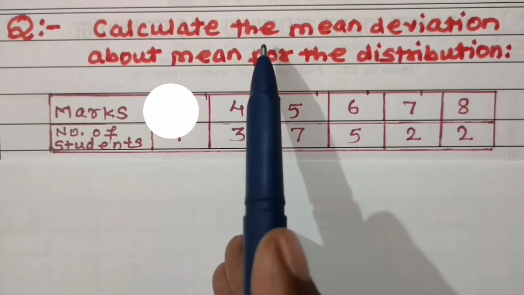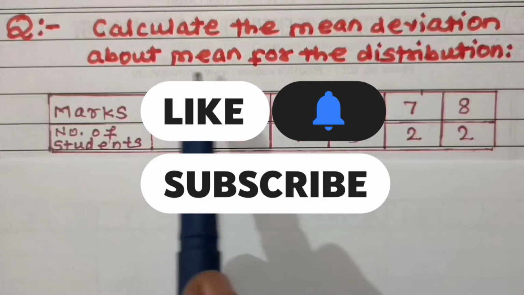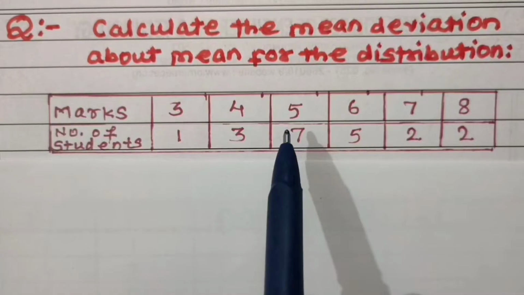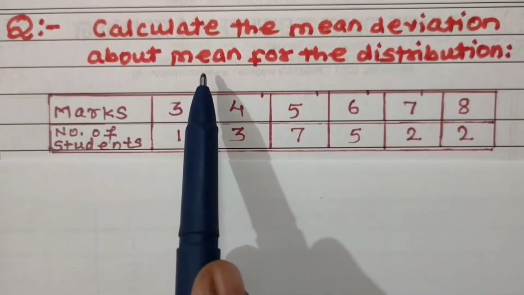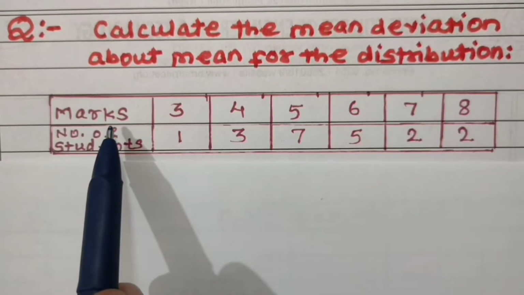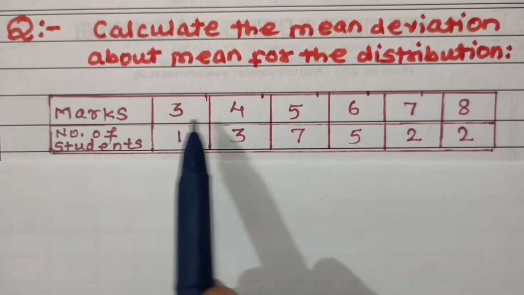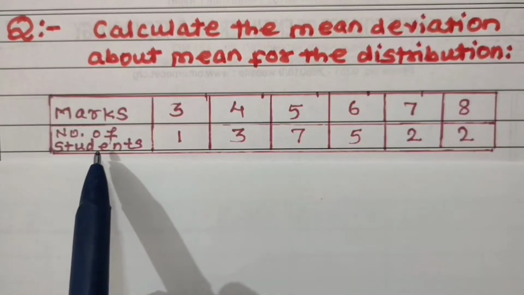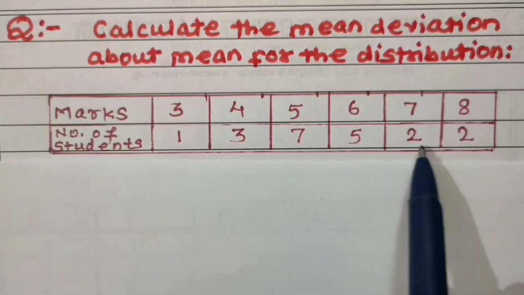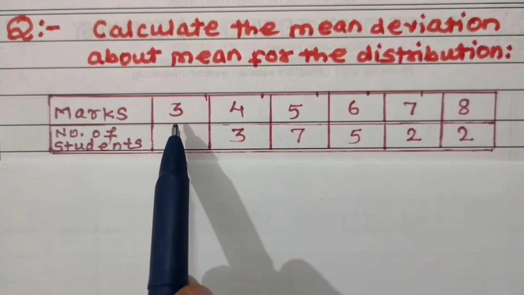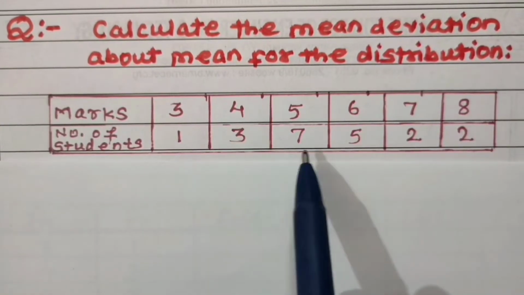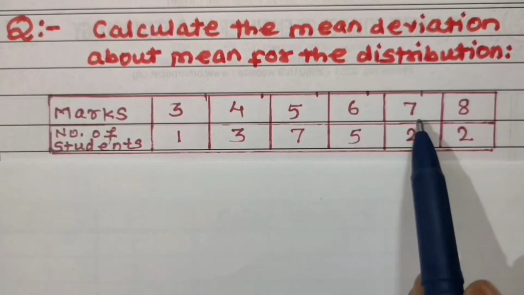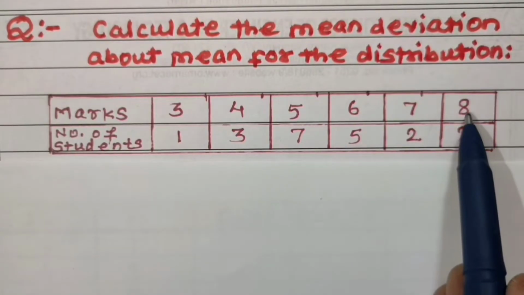Question is like this: calculate the mean deviation about mean for the distribution. This distribution is given and we have to find out mean deviation about mean. In the first row, marks obtained are given: 3, 4, 5, 6, 7, 8, and number of students 1, 3, 7, 5, 2 and 2. One student gets 3 marks, 3 students get 4 marks, 7 students get 5 marks, 5 students get 6 marks, 2 students get 7 marks, and 2 students again get 8 marks.